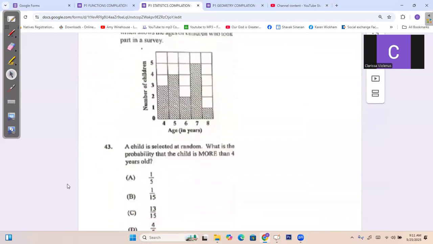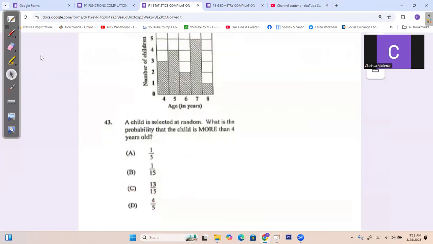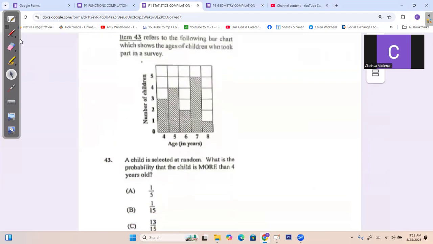A child is selected at random. What is the probability that a child is more than 4 years old? More than 4 means these three, so we have to add these numbers. How many people are in there in all? Because remember, probability is a fraction. I'm assuming it's 15, but let's see. This would be 3, this would be 4, this would be 2, this would be 5, this would be 1. So we add these three, that's 12.